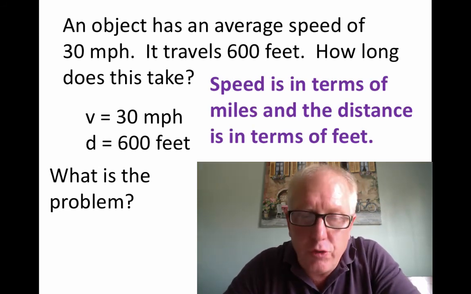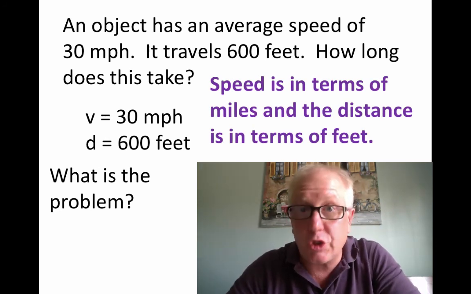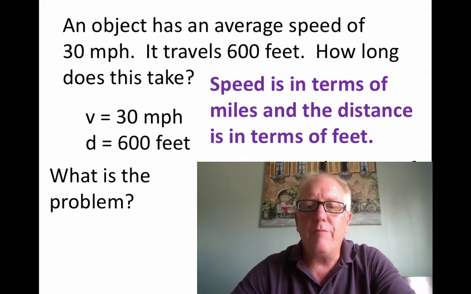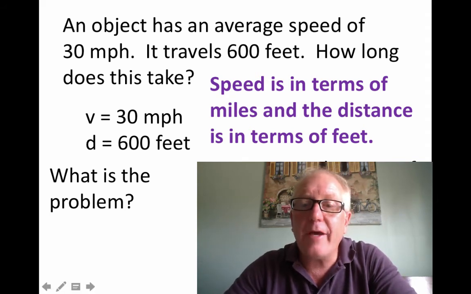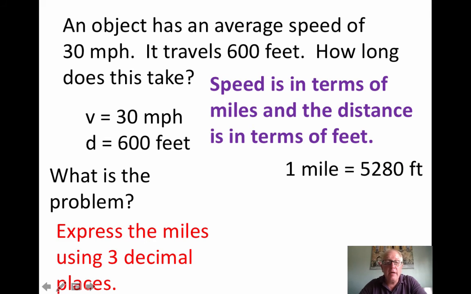So we have to do something about that, and we can certainly do that. First of all, 1 mile is 5,280 feet, and let's find out how many miles we have in 600 feet. Boy, that's going to be less than 1 mile, so I'm already thinking it's going to be a decimal, right? So I'm going to use that to 3 decimal places.